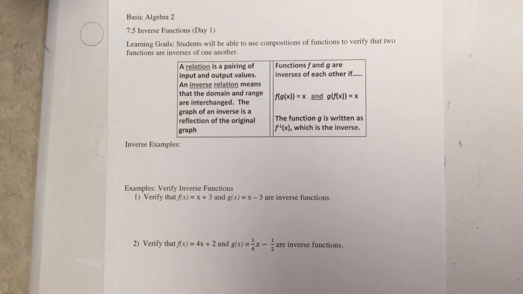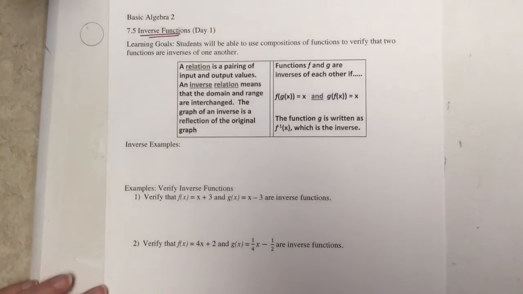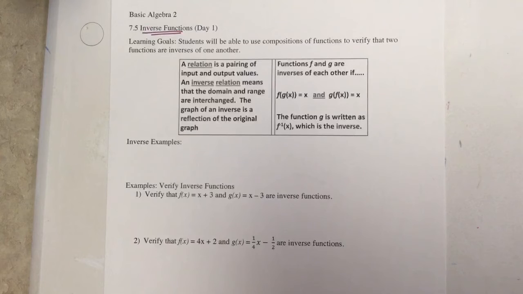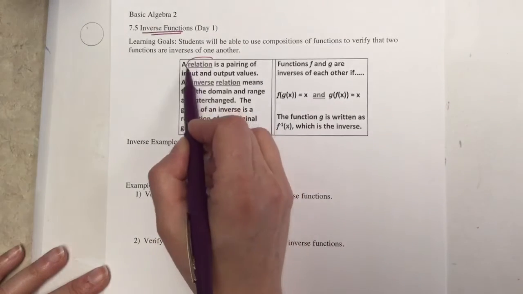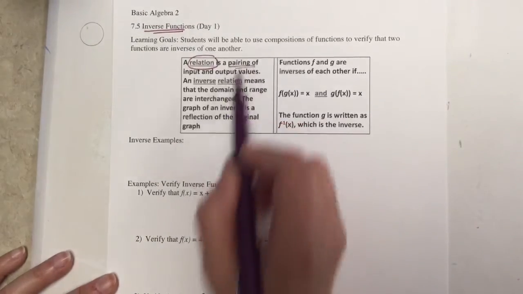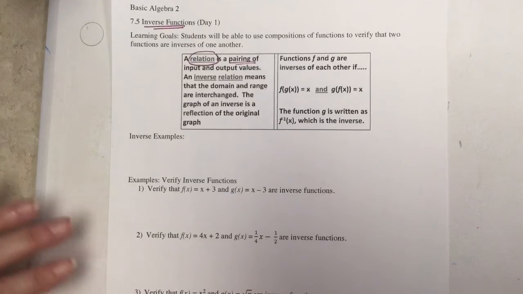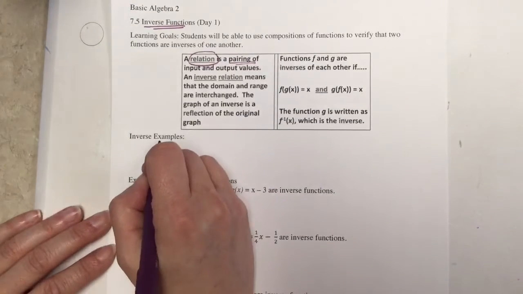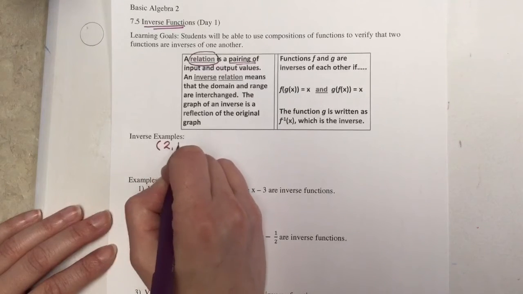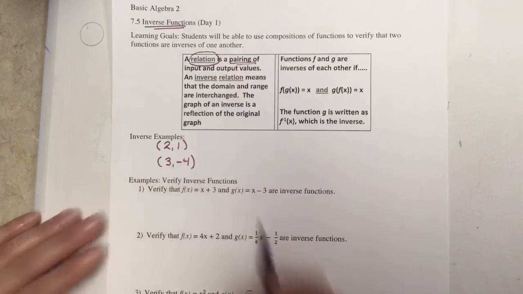Hi guys, we're going to go ahead and move on to Chapter 7, Section 5, and we're going to study something that are called inverse functions. Now, inverse functions are directly related to something that we have talked about in the past, which is called a relation. A relation is any pairing of an input and output, meaning you have x's and y's. So examples of a relation would be any ordered pair. So let's say I have 2, 1, or I have 3, -4.